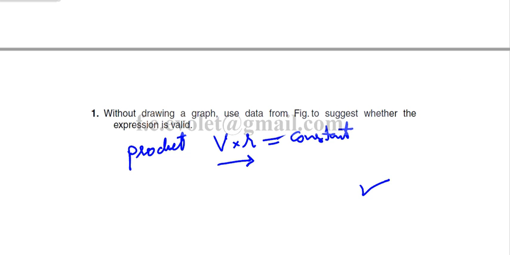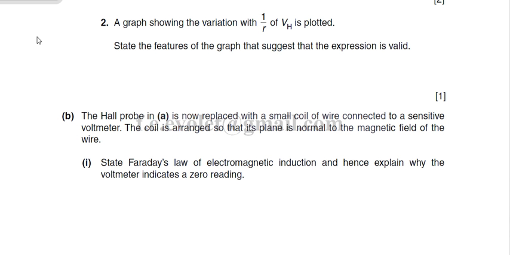So moving to the next part, a graph showing the variation of 1 over R. Be careful, it's the variation of V_H with 1 over R. So as we vary 1 over R, how V_H varies, that is plotted. State which feature.